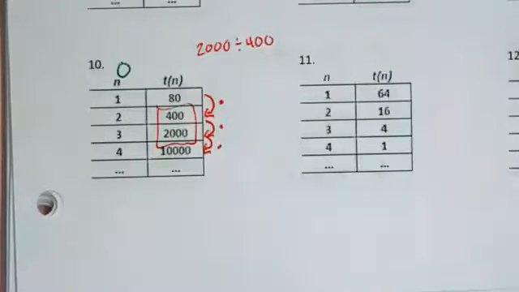So somebody with a calculator, do 2000 divided by 400. What do you get? 5. So we must be doing times 5.